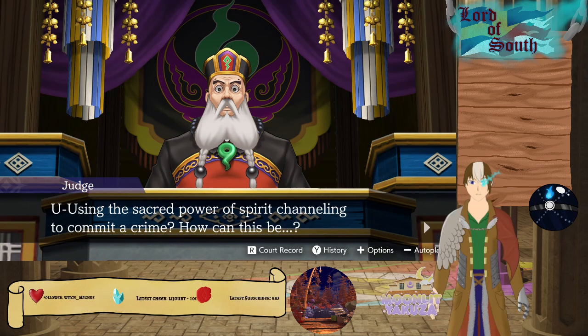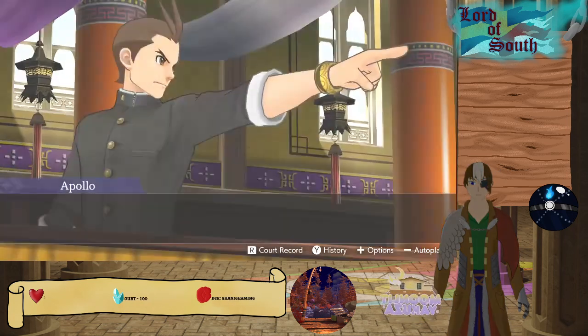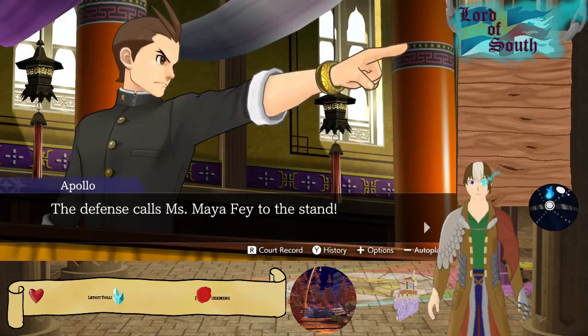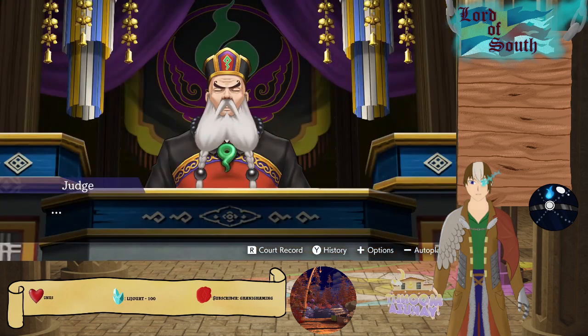Using the sacred power of spirit channeling to commit a crime. How can this be? And this is what I was talking about. No one really thinks anyone would use that, because it's too religious to use it in a crime or anything bad. The defense calls Miss Maya Fey to the stand.